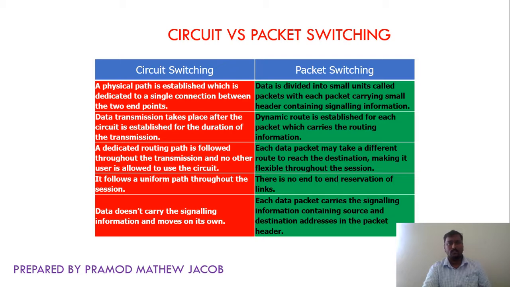In circuit switching, a dedicated routing path is followed throughout the transmission and no other user is allowed to use the circuit. Whereas in packet switching, each data packet may take a different route to reach the destination, making it flexible throughout the session. Circuit switching allows a uniform path throughout the session, whereas in packet switching there is no end-to-end reservation of links between the sender and the receiver. In circuit switching, data doesn't carry the signaling information and moves on its own, whereas in packet switching there is a signaling information containing source and destination address in the packet header.